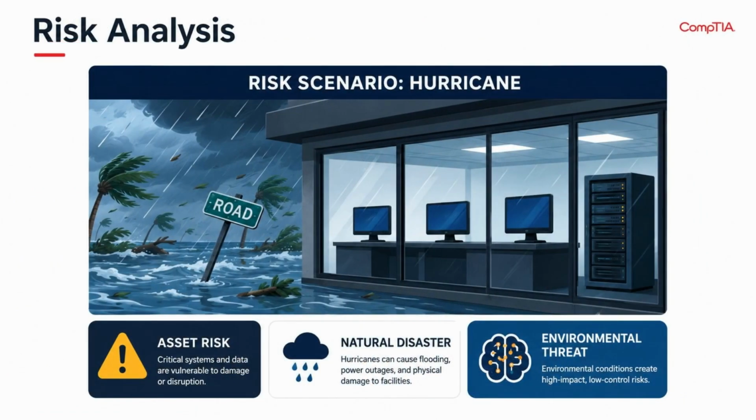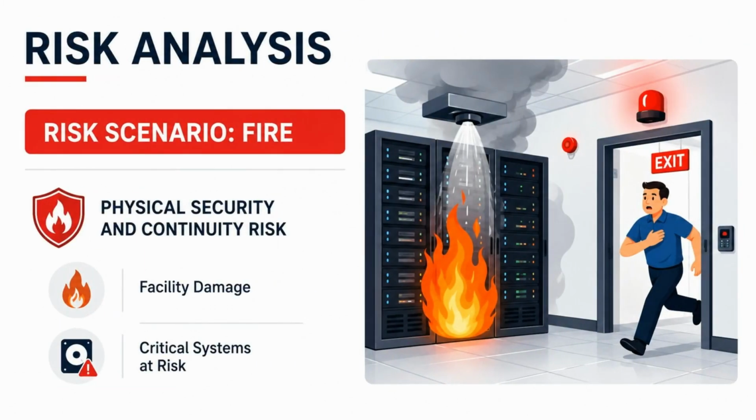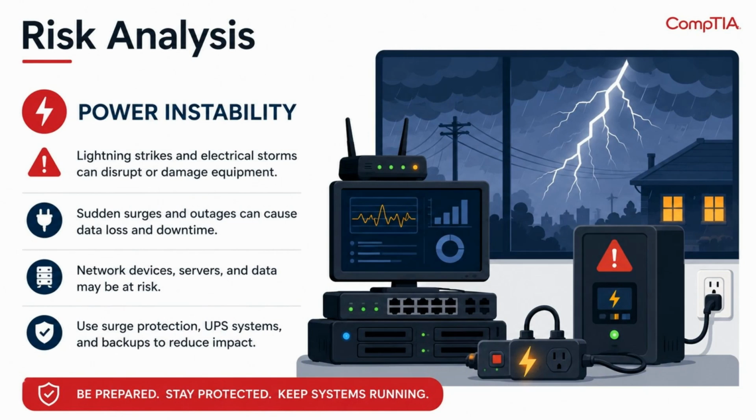Risk scenario: hurricane. This poses a threat to assets and is classified as a natural disaster. Risk scenario: fire. This poses a risk to assets and facilities. This could also result in destruction of critical systems. Risk scenario: power instability. Lightning and surges can disrupt or damage equipment. Use UPS, uninterruptible power supplies.